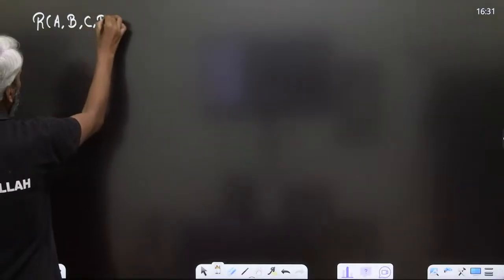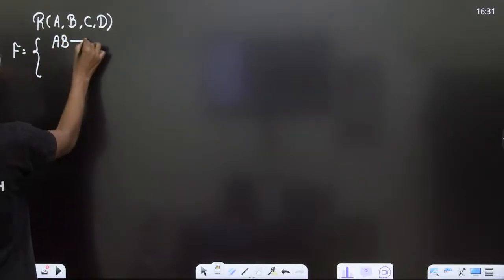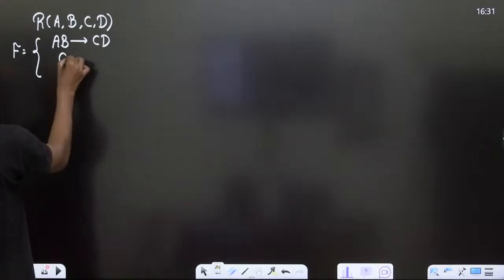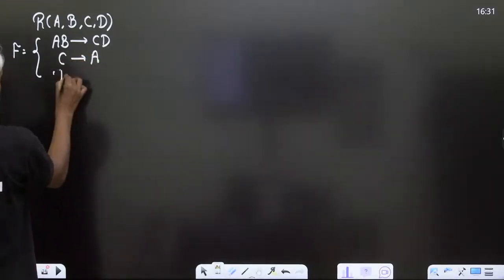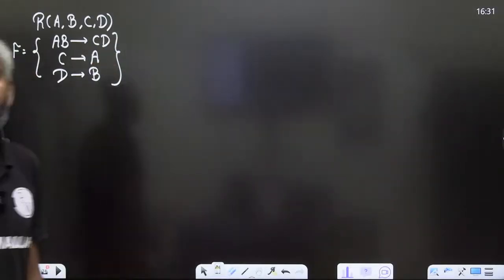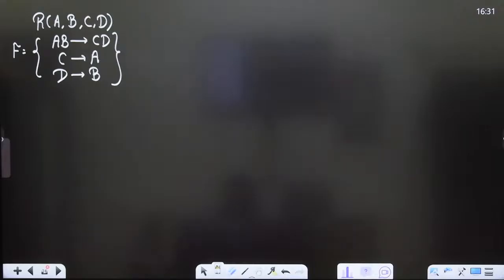We have relation R with attributes A, B, C, D. FD set F is AB implies CD, C implies A, and D implies B. There is no essential attribute because all 4 attributes are present in the right hand side part. So it is not necessary for any attribute to be present in every candidate key. Clear?